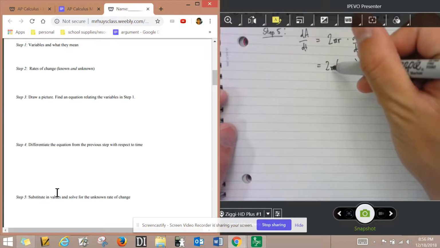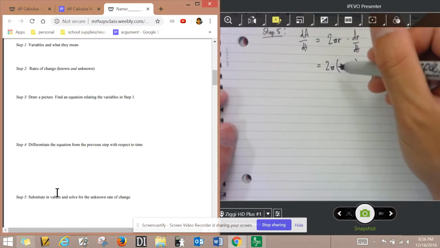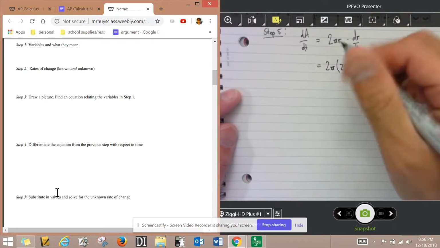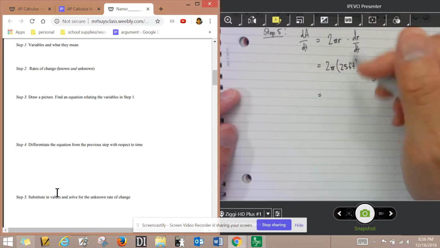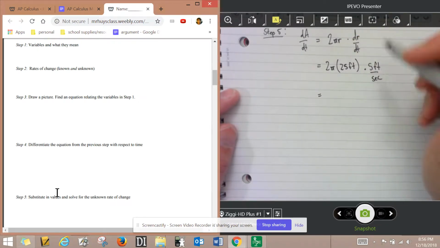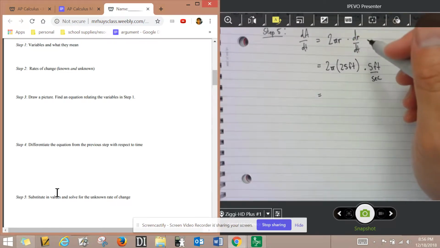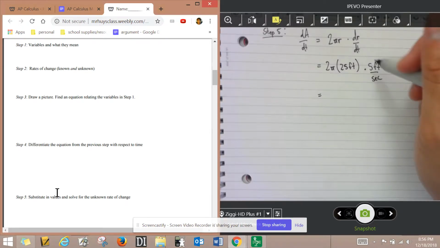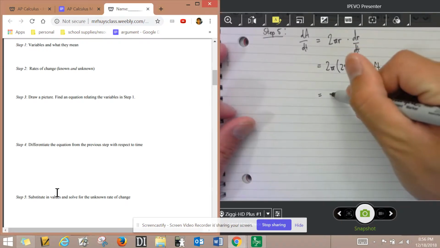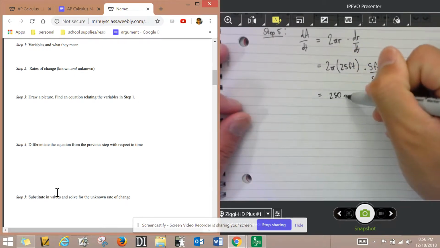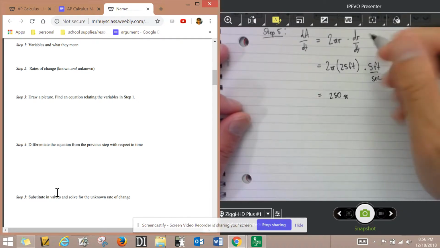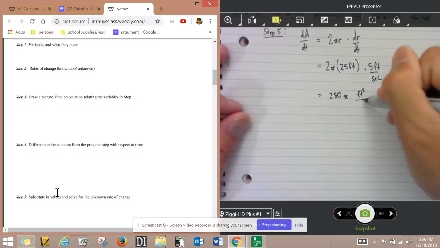A constant is a representative marker or symbol. It's just pi. I'm not going to actually plug in 3.14. Then we're going to do 2 times 25 times 5. So 2 times 25 is 50. Times 5 is 250 pi, and it's feet times feet, so that's feet squared over seconds.